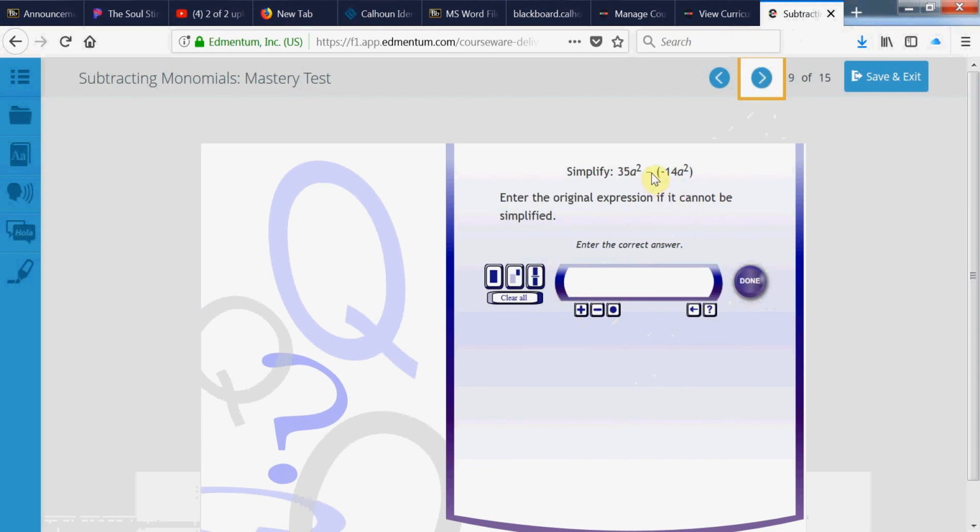Oh, there it is again. Negative, parentheses, negative, that becomes plus. So I'm adding 35 plus 14. They are like terms, a squared and a squared. So 35 and 14, let's see, that's 49. So 49a to the 2nd.